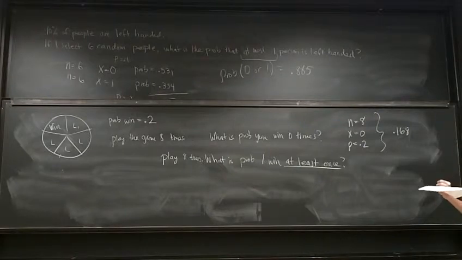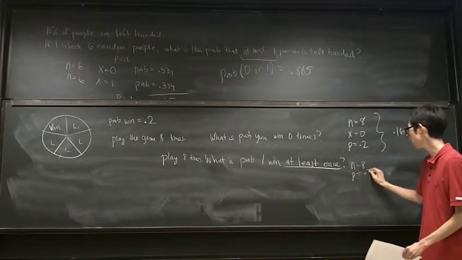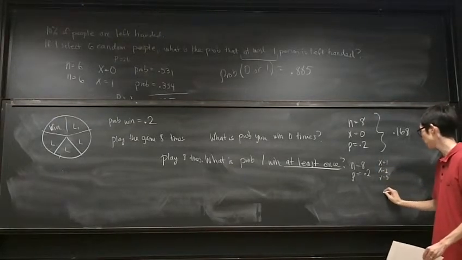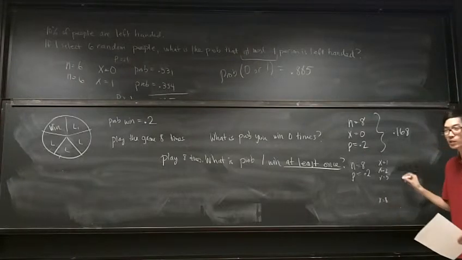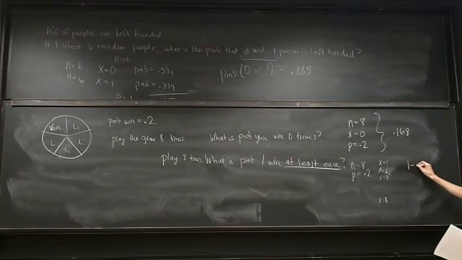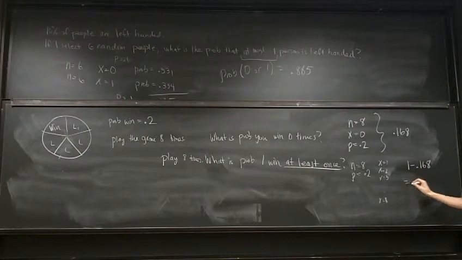There's a couple of ways I can do this. With n equal to 8 and p equal to 0.2, I can do x equals 1, x equals 2, x equals 3, all the way up to x equals 8. That would be a whole bunch of numbers to add, which feels like a lot of work. What's the other way? 1 minus 0.168, because the only time I'm not going to win at least once is if I win 0 times. So winning at least once is 1 minus winning 0 times, and I get 0.832.